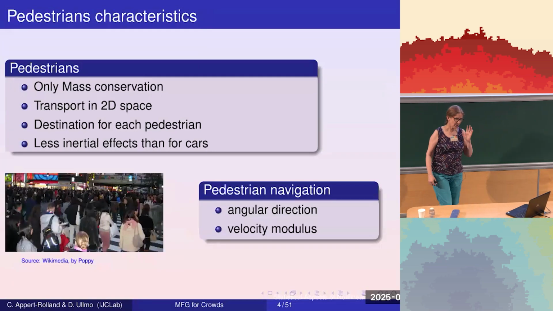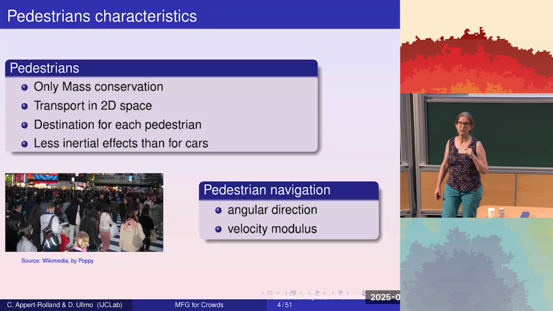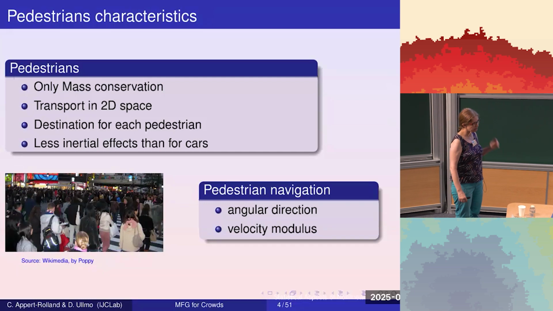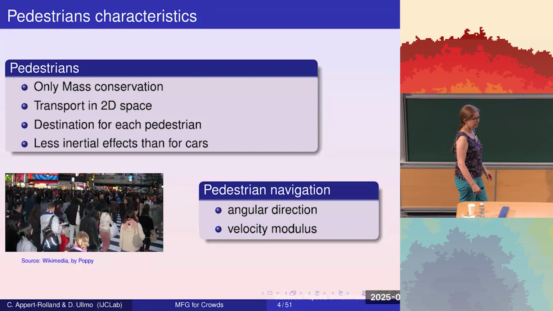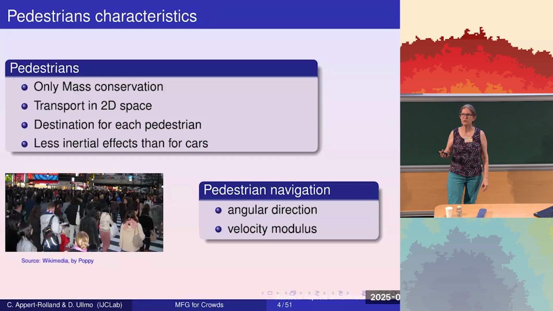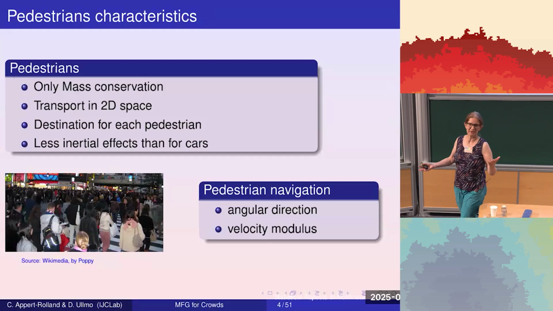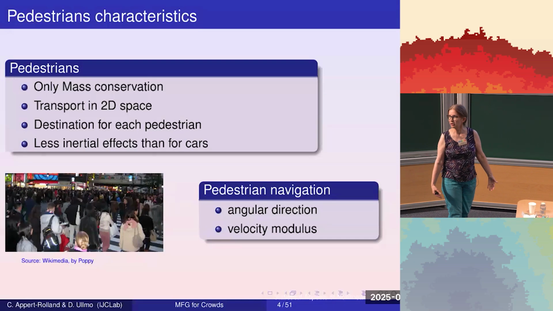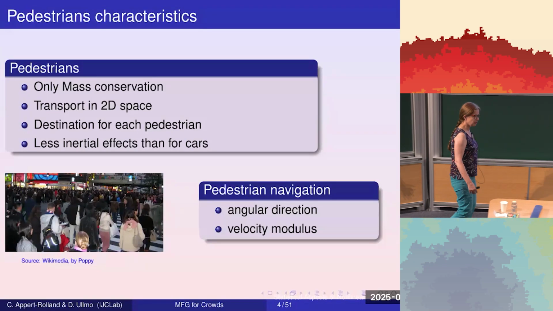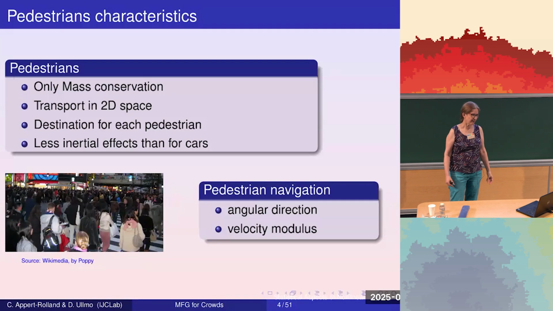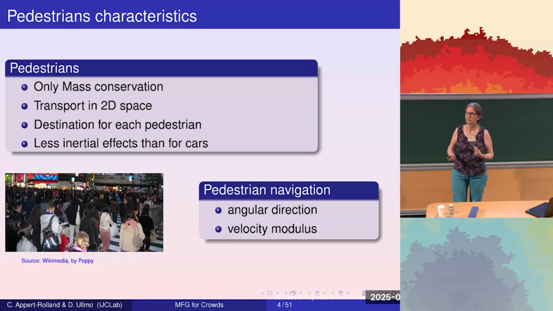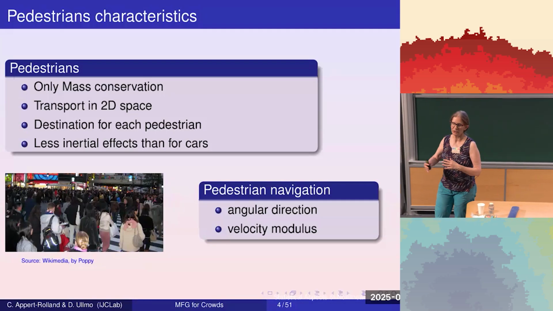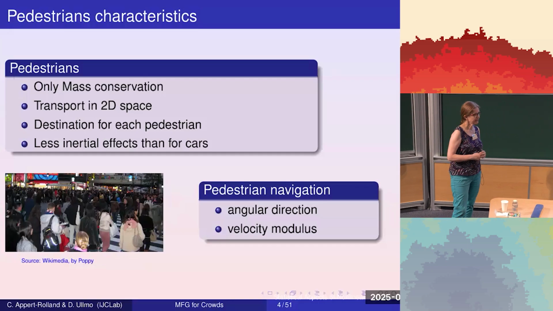So there are some characteristics of pedestrians. Some have already been mentioned. But basically, we have mass conservation. Okay, we don't disappear. But as we are in contact with the floor, we don't have momentum conservation as for a fluid. And this means that we are less constrained than a fluid.